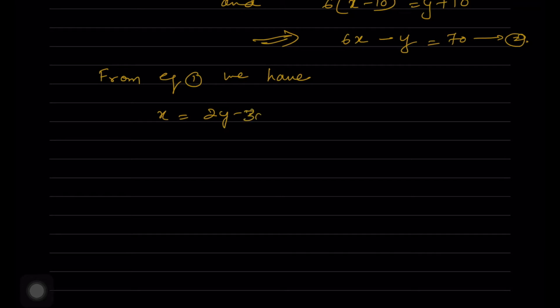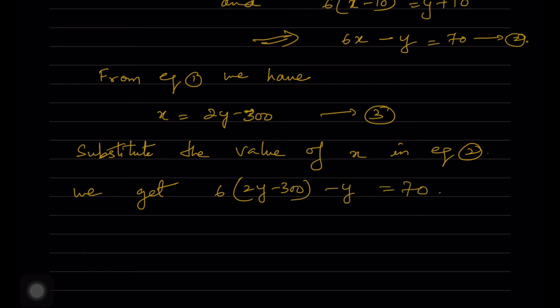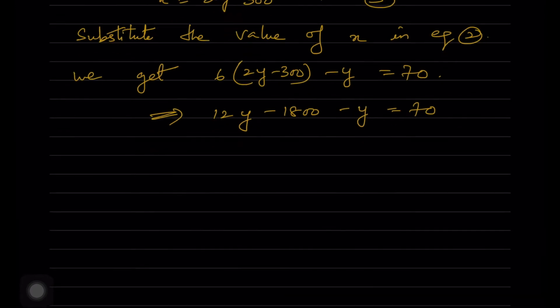So we have two equations. One is x minus 2y is equal to minus 300, and the second one is 6x minus y is equal to 70. From equation 1 we have x is equal to 2y minus 300. Substituting this, equation 3, in equation 2, we get 6 into 2y minus 300 minus y is equal to 70, which implies 12y minus 1800 minus y is equal to 70.